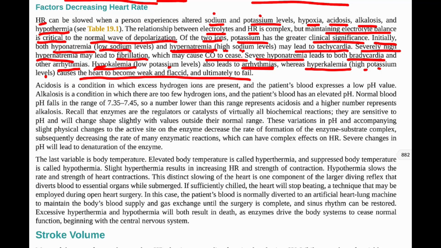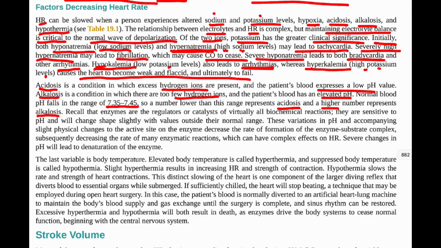Acidosis is when we have excess hydrogen ions and then the blood is a low pH, acidic. Alkalosis is where there are too few hydrogen ions and an elevated pH, so alkaline. Normal blood pH is 7.35 to 7.45. So a number lower than this would be acidosis, more acidic. A number higher then would be alkalosis, which is more alkaline.